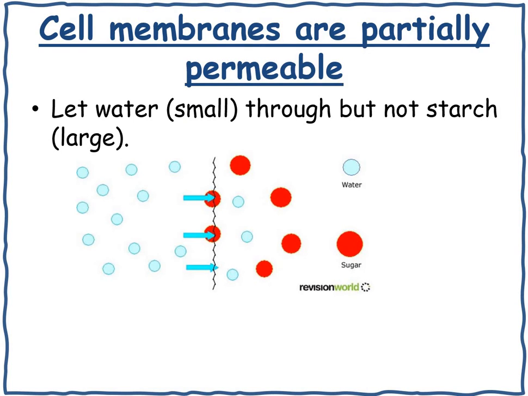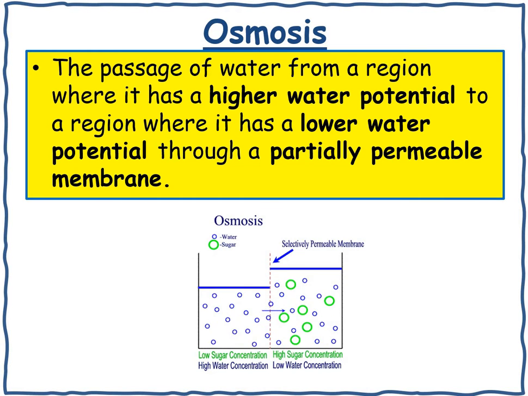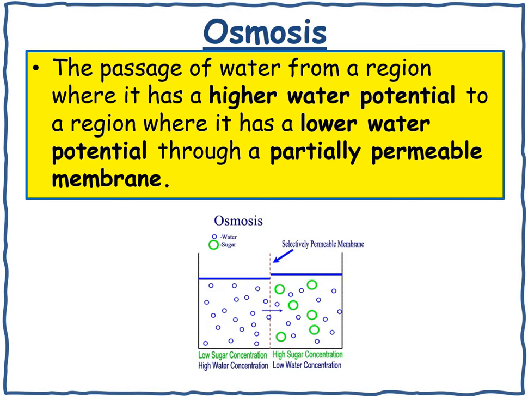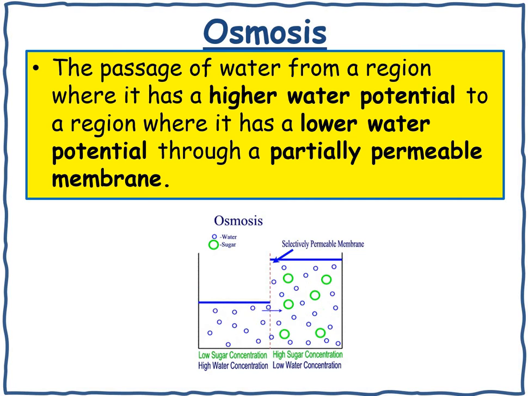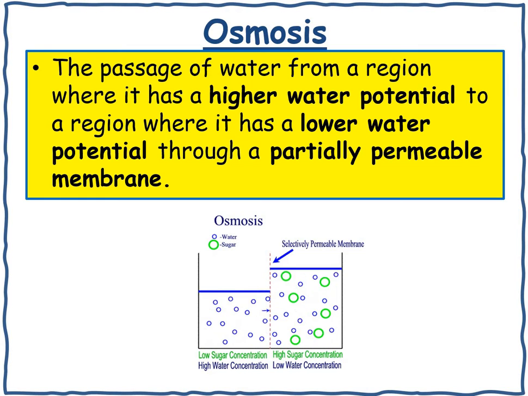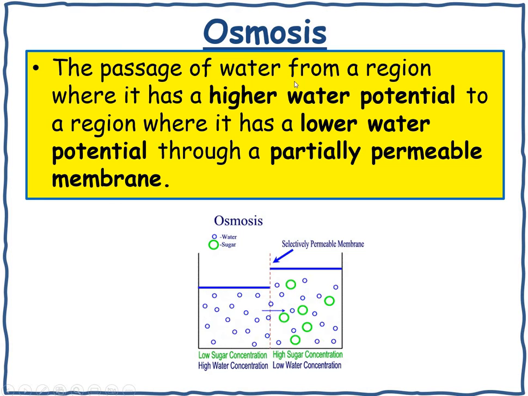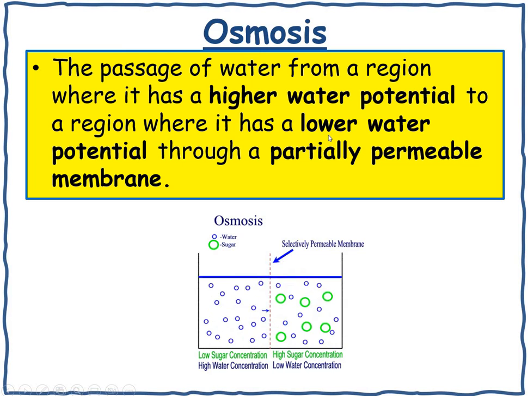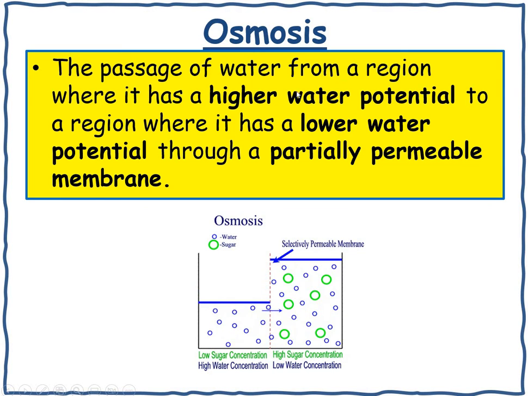So first of all, it's important to know that cell membranes are partially permeable. So that means they let water or very small molecules through, but not starch, which is large. And the definition of osmosis is the passage of water from a region where it has a high water potential to a region where it has a lower water potential through a partially permeable membrane. Key things about osmosis: it's still going down a concentration gradient from high to low, so it does not require energy, and it's the movement of water.